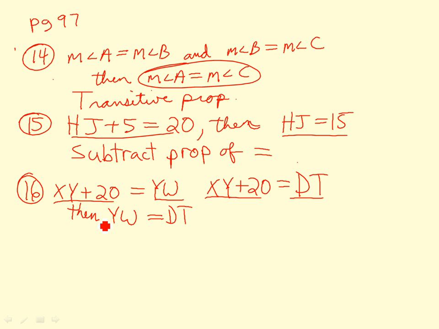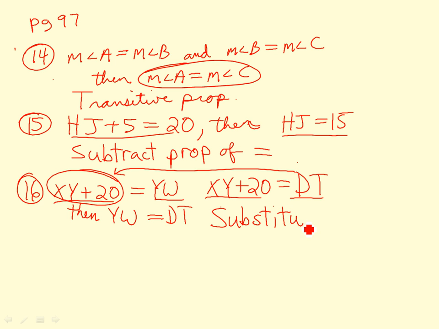What property allows us to make that conclusion? It's close to transitive, and I'd probably accept transitive. The bad thing here is, to be transitive, it has to go in the correct order, and it doesn't. So what did we do? We took out this, and what did we put in its place? DT. Well, what did we use there then? Substitution property. Substitution property.